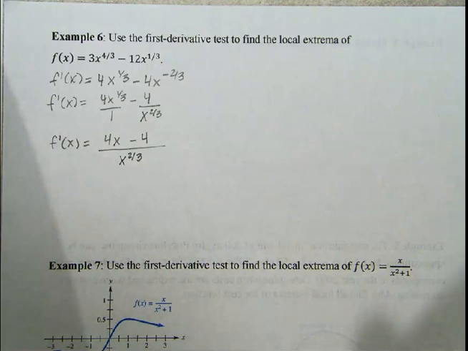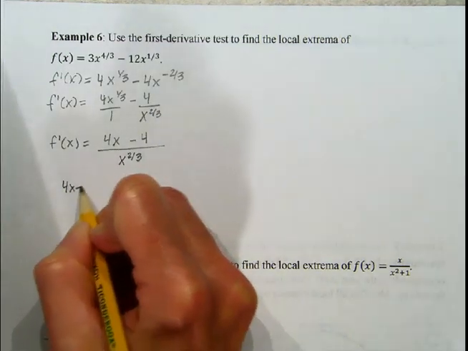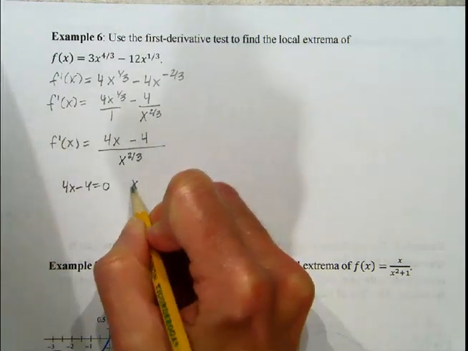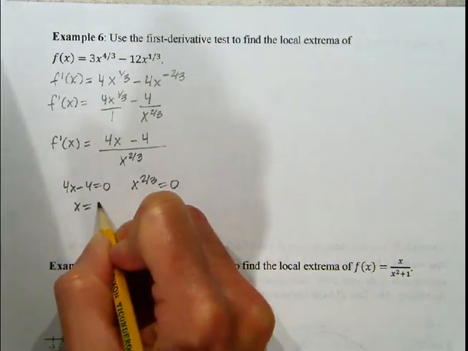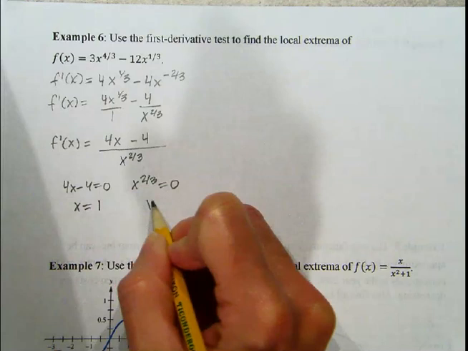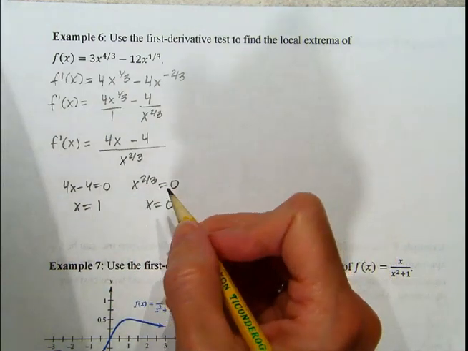Now to find my critical values, remember that's everywhere that the derivative is 0 or it doesn't exist. So we can take our numerator, set it equal to 0 and solve, and our denominator, set it equal to 0 and solve. So here I get x equal to 1. Here x would be 0. So those are our critical numbers.